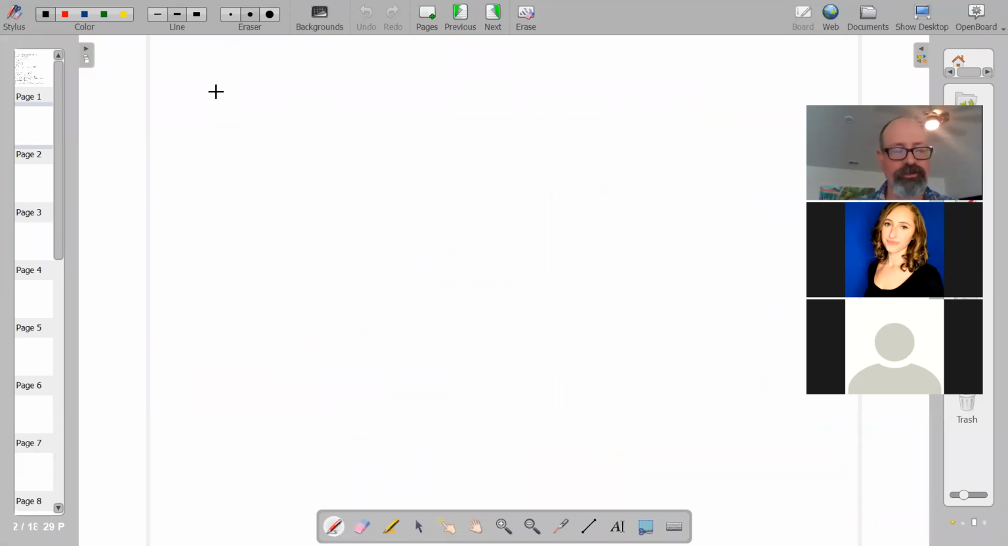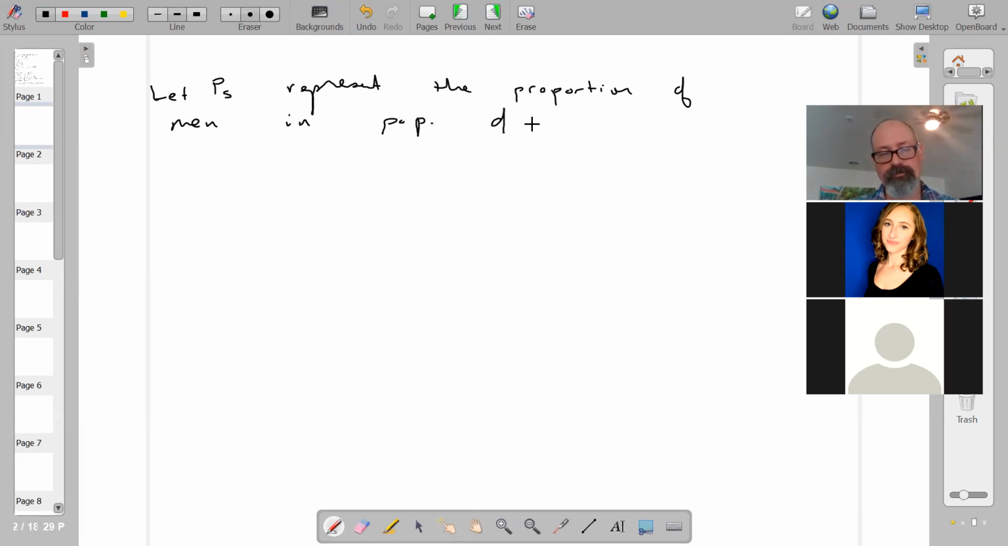So for the population, we want to make inferences about things like population. So P sub S, let P sub S represent the proportion of men in the population of men who die of prostate cancer. So the population of men with prostate cancer who die of that particular illness and who get surgery. So we don't know what this is, of course.